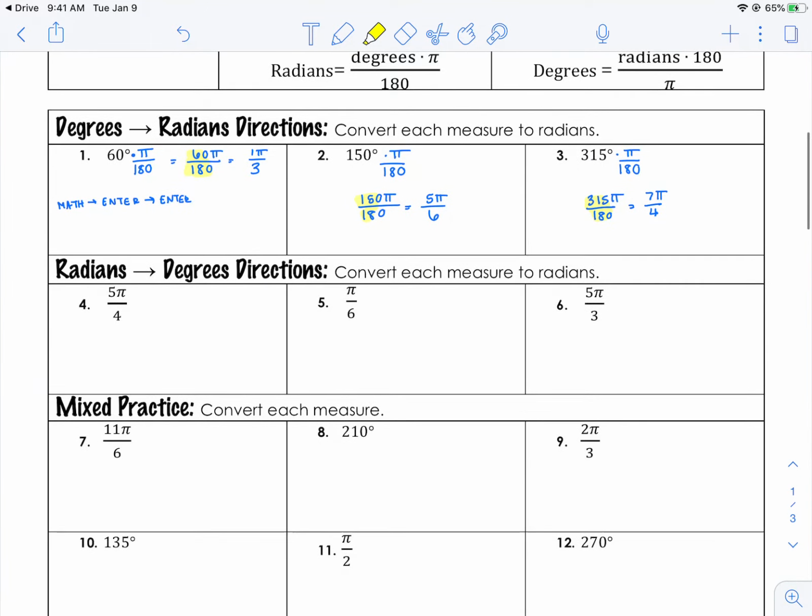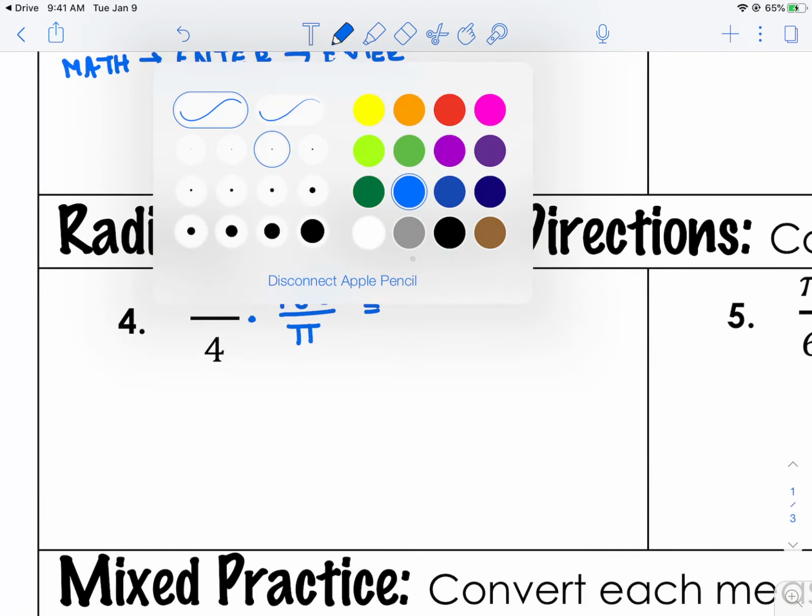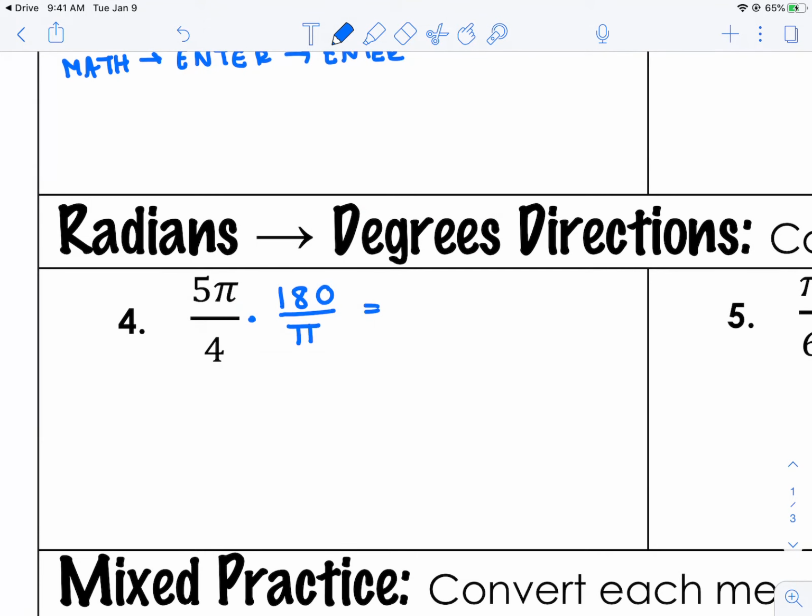So then the opposite way, radians to degrees. So instead of multiplying by pi over 180, we're going to multiply by 180 over pi. And then if you do that, I get 5 pi times 180 over 4 pi. Well, the pi's actually cancel out. So really this is just 5 times 180 over 4. And that gets me 225 degrees.